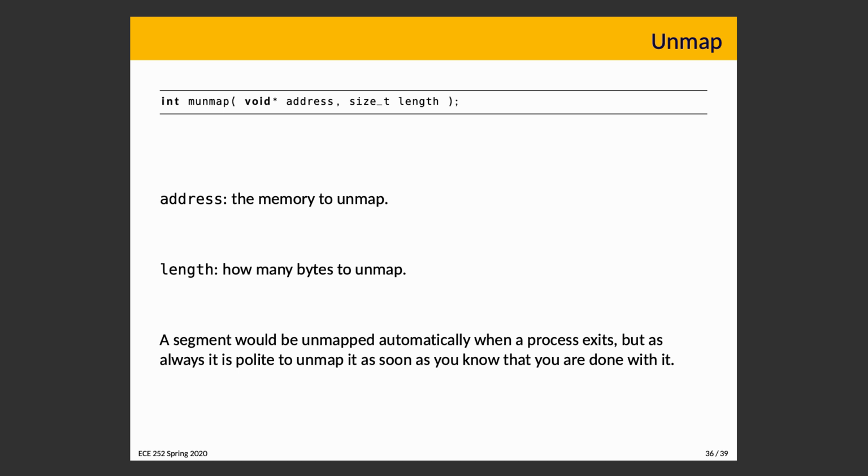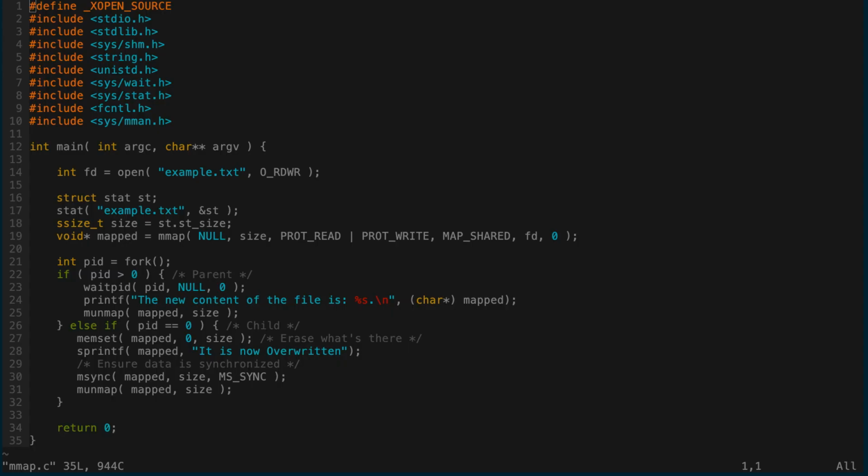And to close out the mmap thing, we'll look at a brief example. This example will allow us to overwrite the contents of example.txt such that it contains a new message. It is now overwritten in a child process, and the parent will then see the updated message. It also gives a quick example of how to use mmap and then unmap and all that sort of stuff.